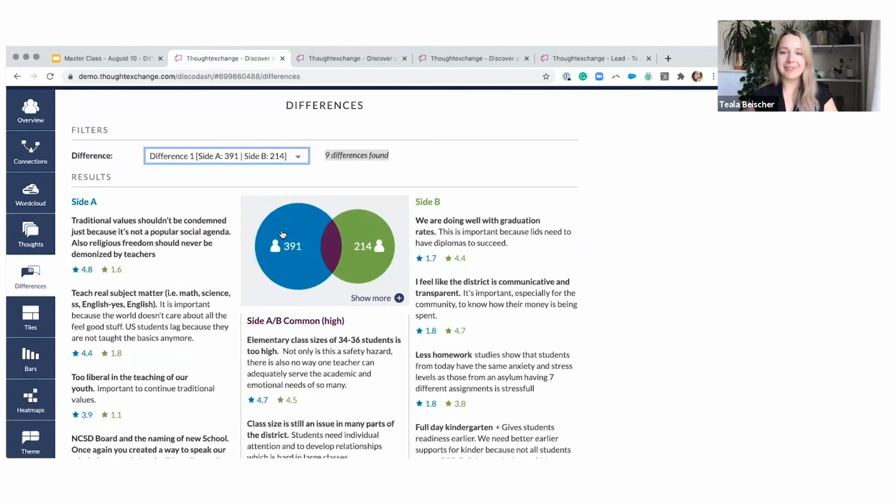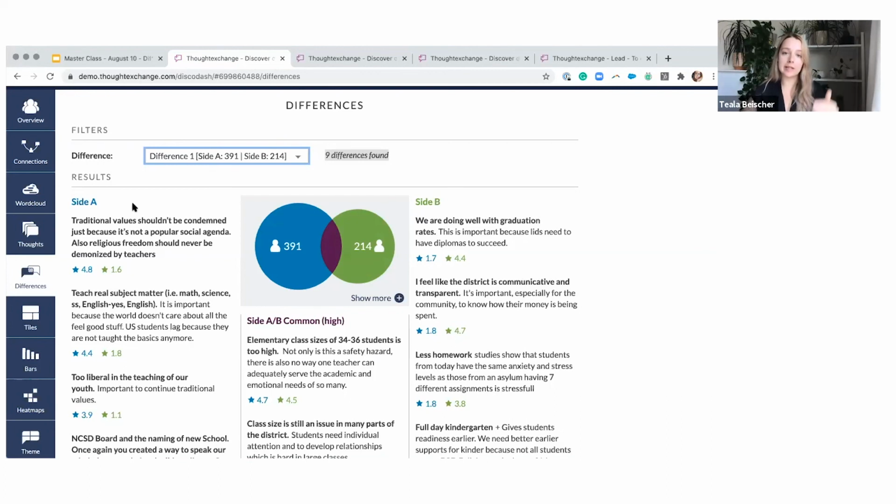And what we see here in the middle is actually a Venn diagram. This is going to be a visual representation for you if you're ever needing to explain what differences is. We have a group of stakeholders here. We have 391 people that all rated the thoughts on the left under side A really highly. So they thought that these were important thoughts. And then we have this different group of people over here in side B, and they rated all of the thoughts in side B really highly. And here's where the 2 sets interact. Side B, so this little green circle here of 214 people, all rated these thoughts on the left really low. So they disagreed with them.